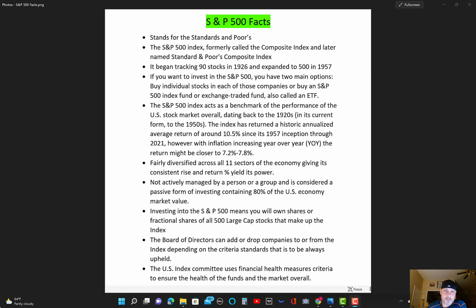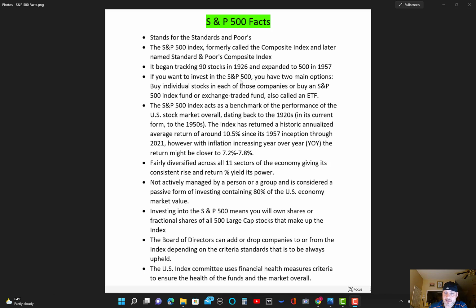So if you look right through here, you will see that the S&P 500 stands for Standard and Poor's. The S&P 500 index, formerly called the Composite Index, later named Standard and Poor's Composite Index. It began tracking 90 stocks in 1926 and expanded to 500 in 1957.